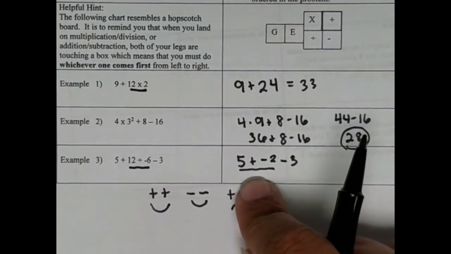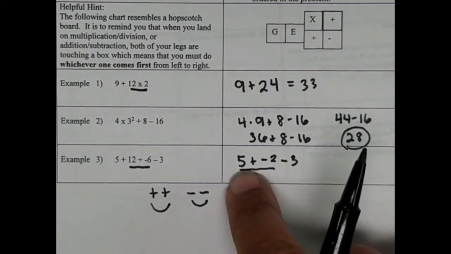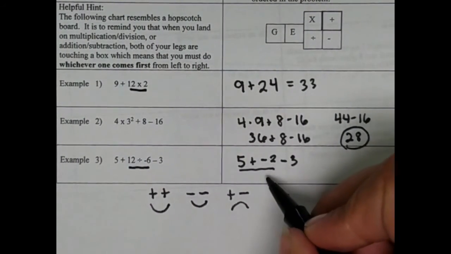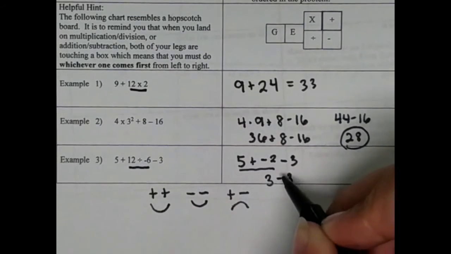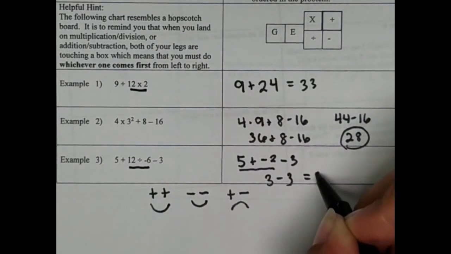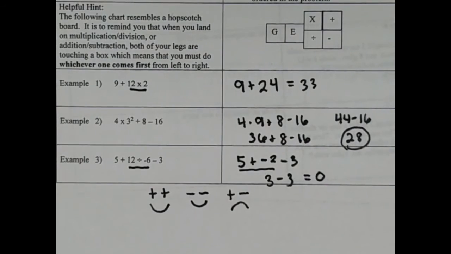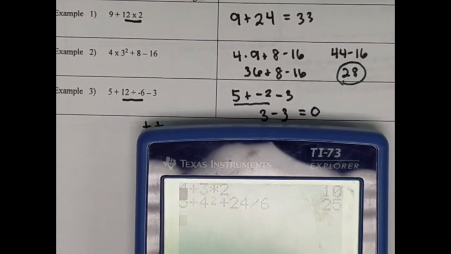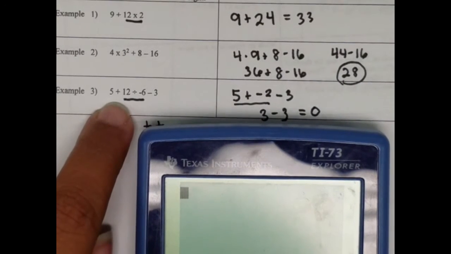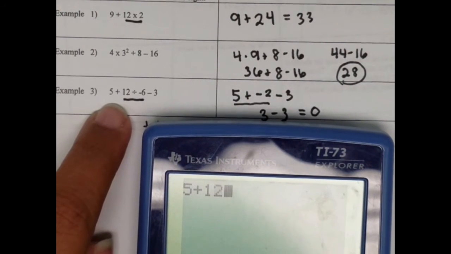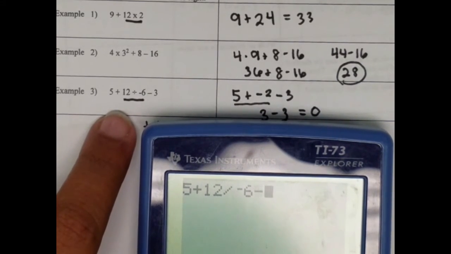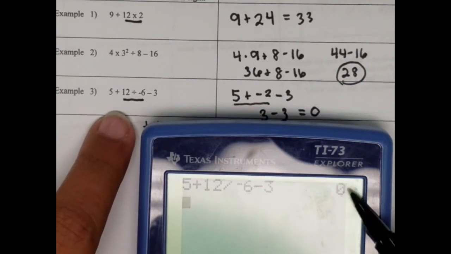I'm going to use my shortcut. They're different signs, so I'm going to find the difference. I'm going to keep the sign of the bigger one, so this is 3 minus 3, and 3 minus 3 does give me 0. If you want to check it in your calculator, you can. So I'm going to type it in exactly how it is. 5 plus 12 divided by negative 6 minus 3. And you get 0.